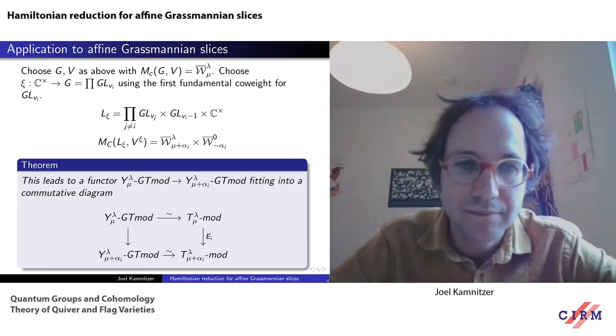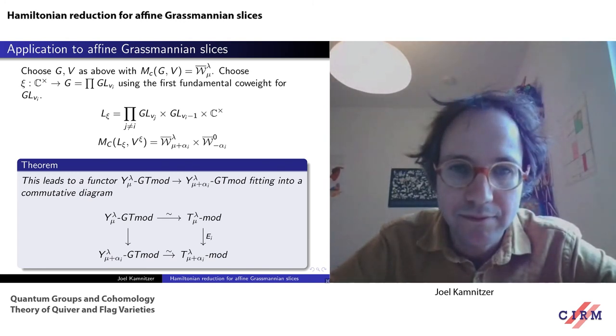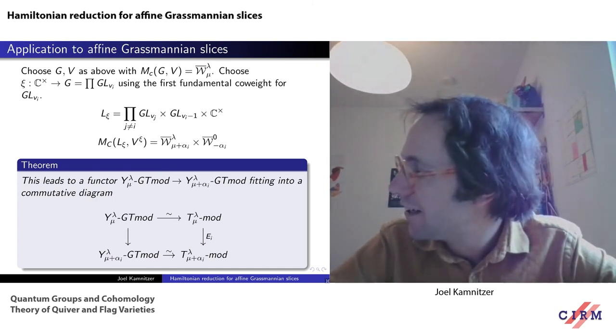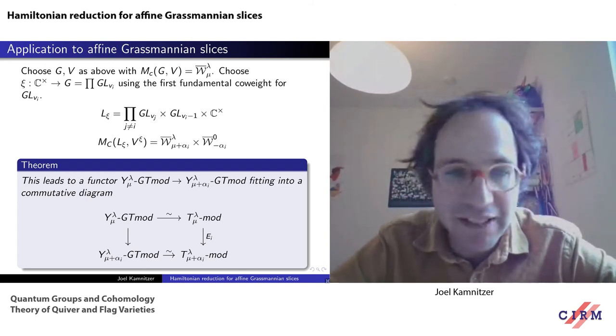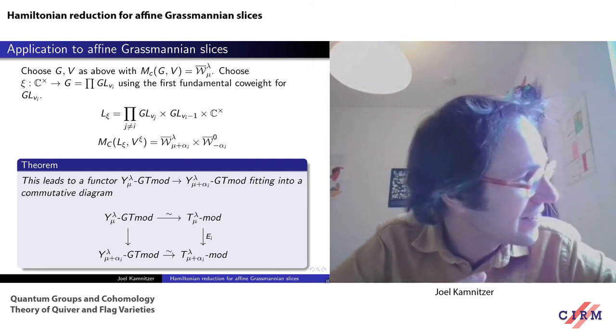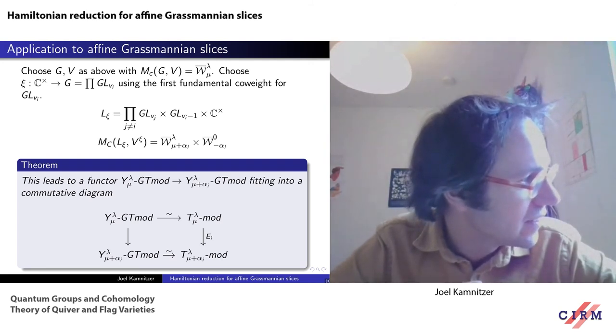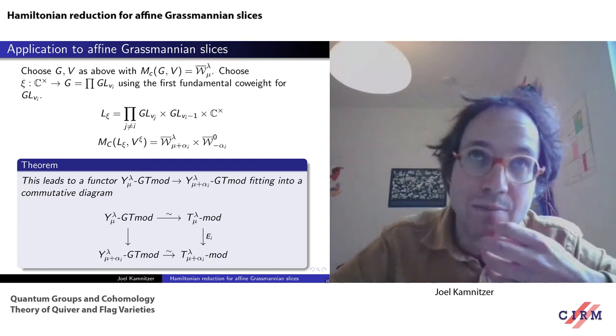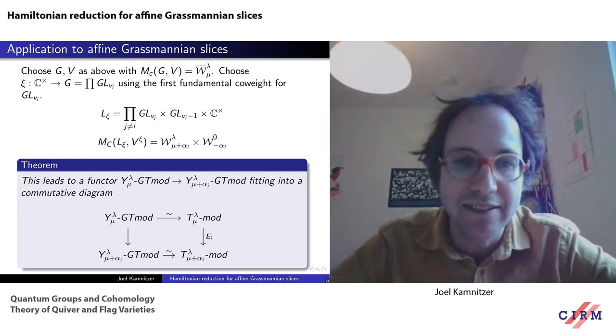And is this for non-simply laced types as well? At the moment, I think we could only prove it, and we only tried to do it exactly in the simply laced case. But I would imagine that it goes through, but we didn't study it. I guess arbitrary symmetric type, not just simply laced.